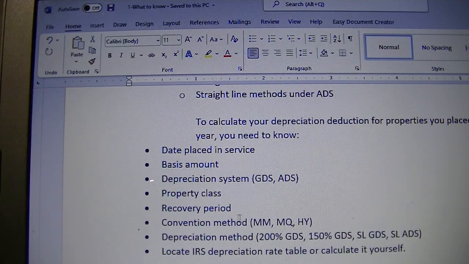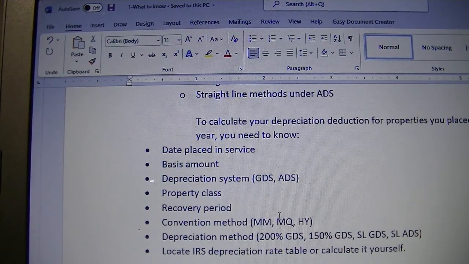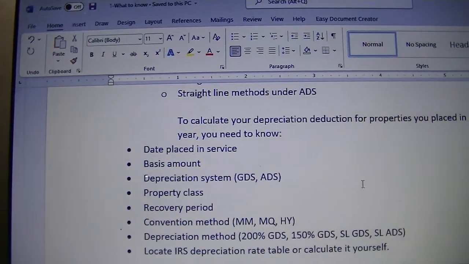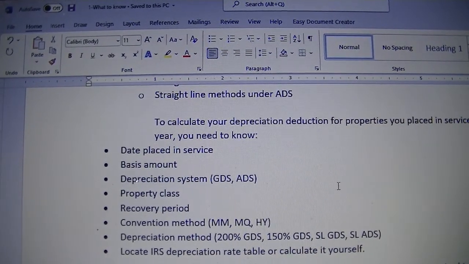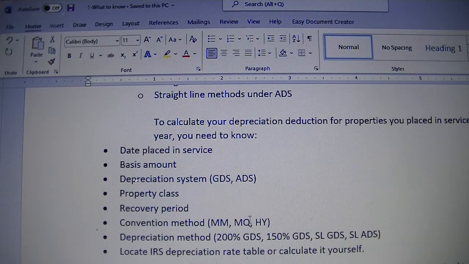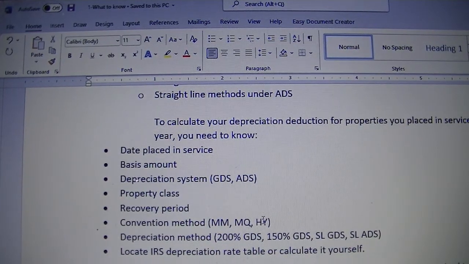the conversion method, whether it's mid-month, mid-quarter, or half year. You use mid-month for residential properties and non-residential properties. And you use mid-quarter and half year for regular business assets.